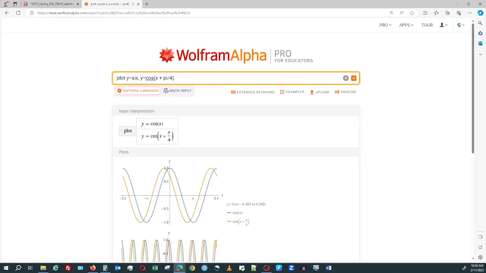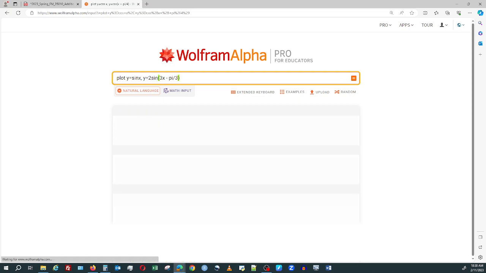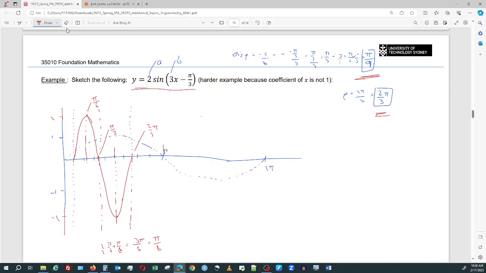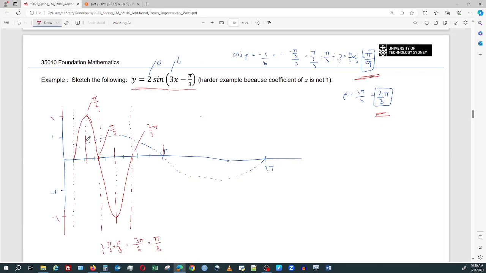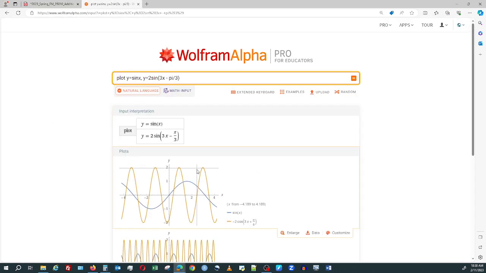So we'll have our comparison, and we'll have 2 sine 3x minus pi on 3. I think that's what it was. Let's check that. 2 sine 3x minus pi on 3. And so does that look like ours? Brilliant. Okay, so we've got ours starting a little bit later. Yep, tick. Starting a little bit later and finishing earlier.